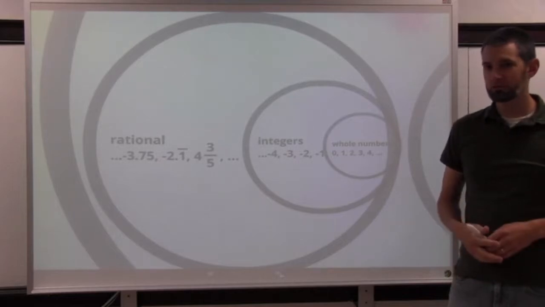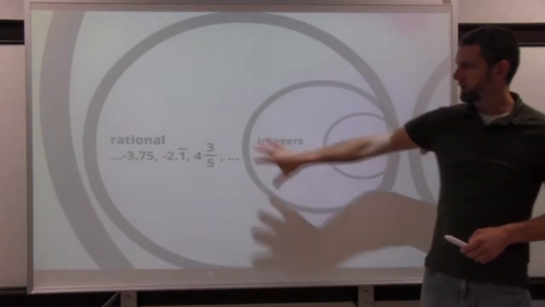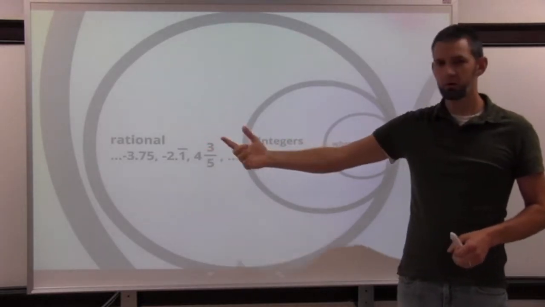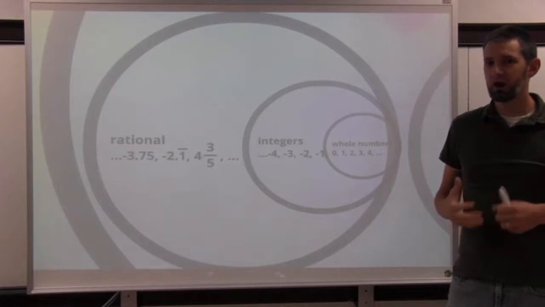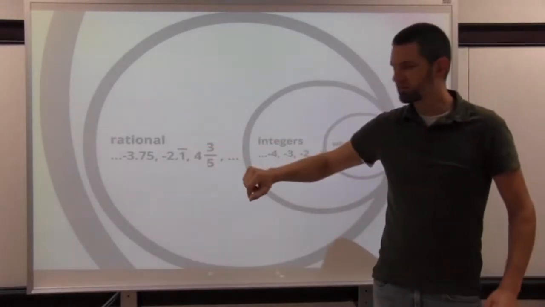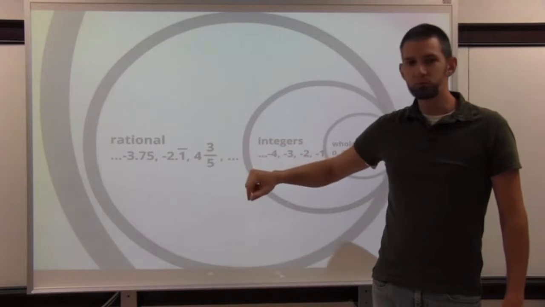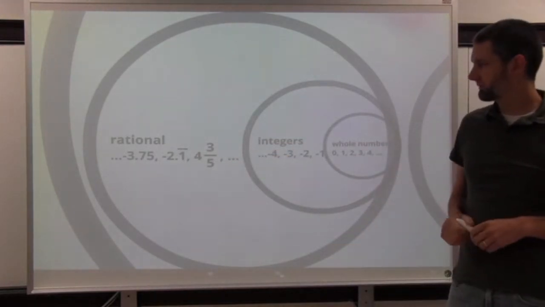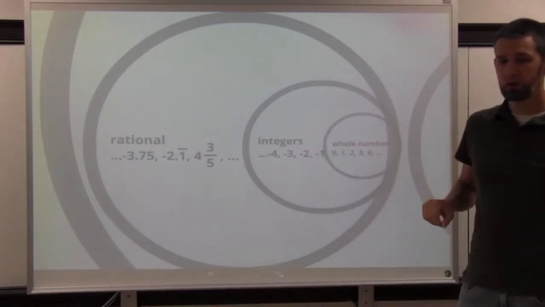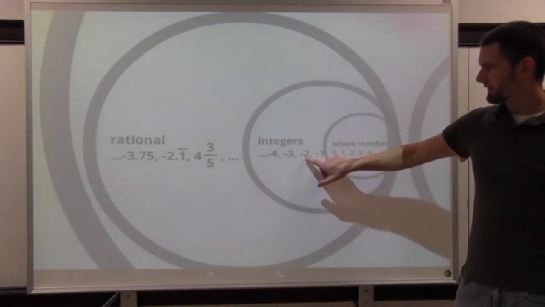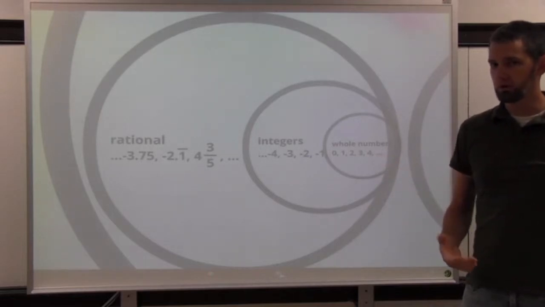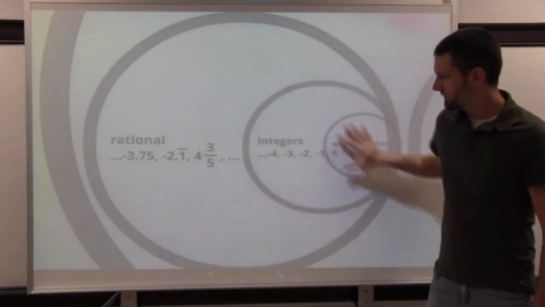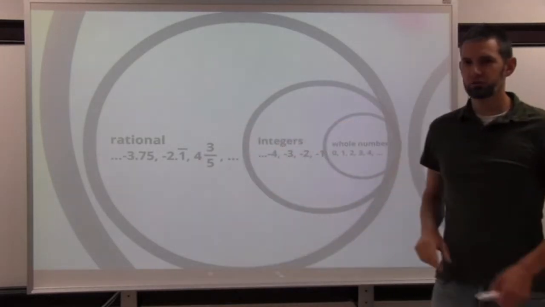If we want to talk about fractions and decimals, though, we have to talk about the rational numbers. Now, the first letters of rational are ratio, and a ratio is a word for a fraction. Negative 3.75, negative 2.1 repeating, and 4 3/5 are all different types of rational numbers. These numbers are also rational as well, because negative 2 is really negative 2 over 1, or it's negative 2.0. So each one of these numbers is also a rational number.